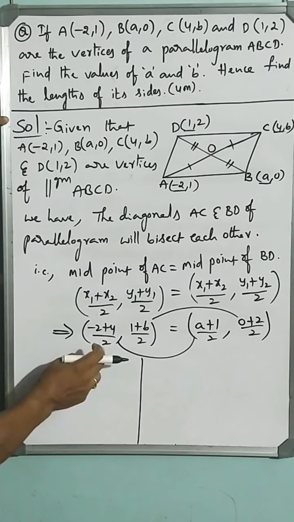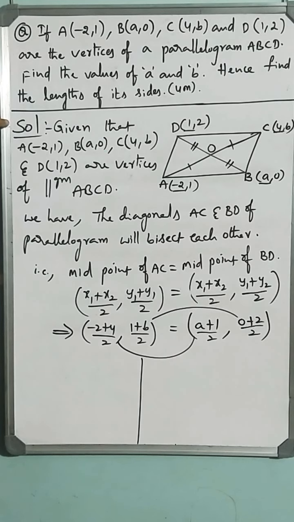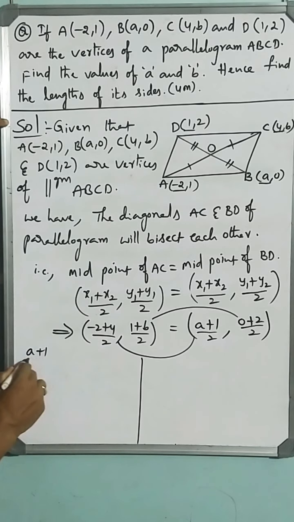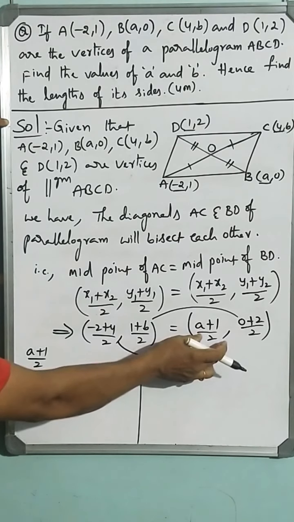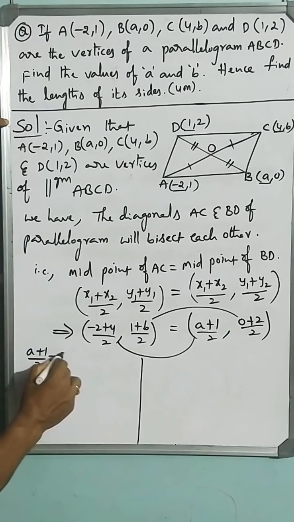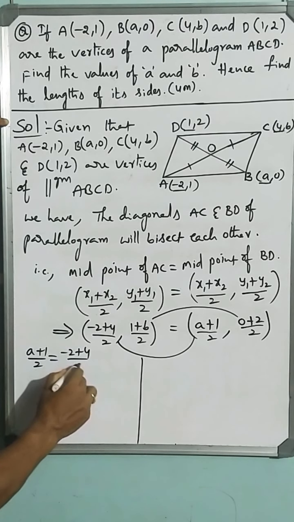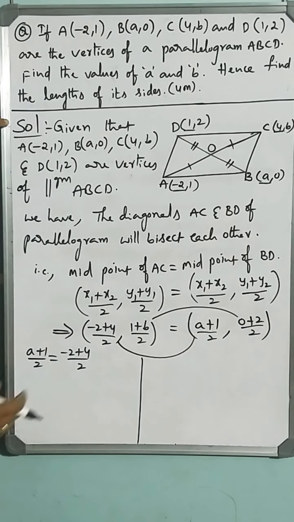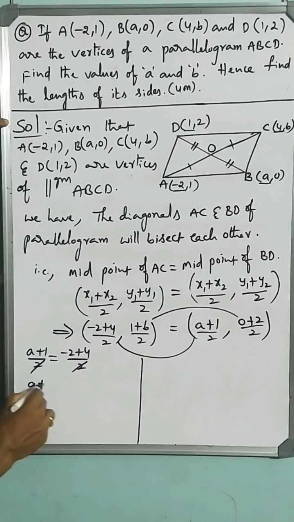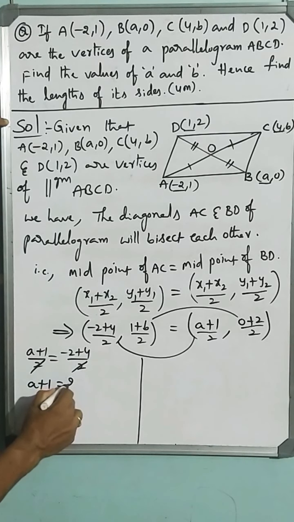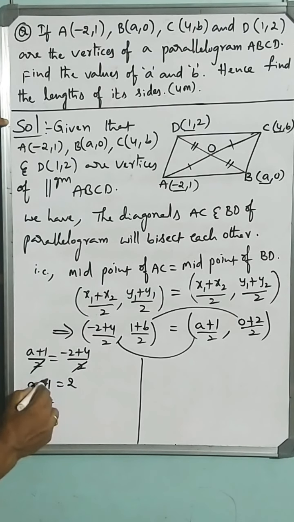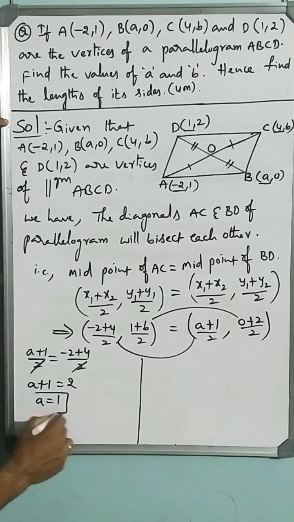First I am equating the abscissa, that is (a plus 1) by 2 is equal to (-2 plus 4) by 2. Having only one term on both sides, you can cancel out the denominators, so a plus 1 is equal to -2 plus 4, which is 2. So a is equal to 2 minus 1, that is 1.